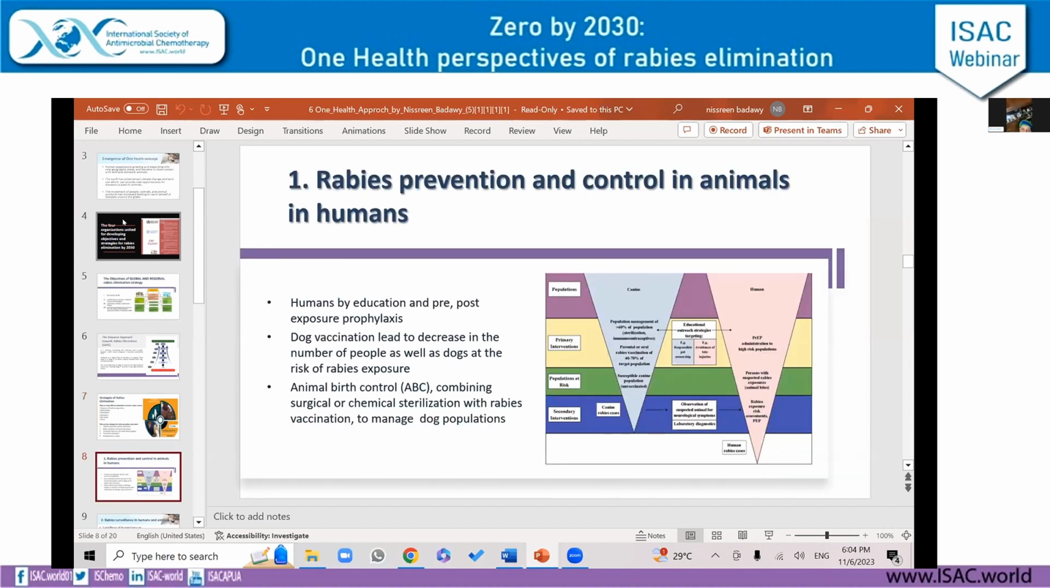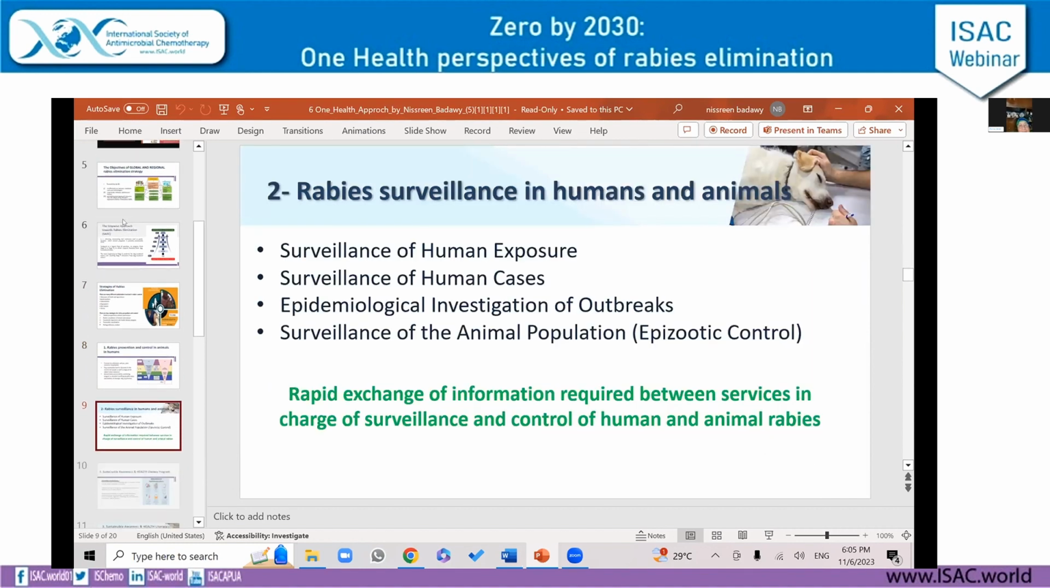Rabies prevention and control in animals and humans must start with vaccination. In humans, by education and awareness and pre and post exposure prophylaxis, and also dog vaccination to decrease the number of cases of rabies among dogs, other animals, and also humans. Also animal birth control. Animal birth control is very important to decrease the number and the ratio of animals regarding the human population by surgical and chemical sterilization.